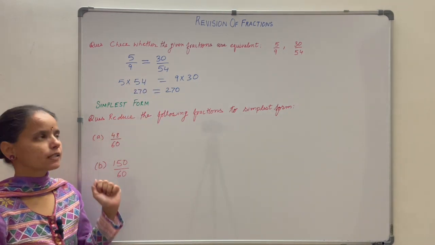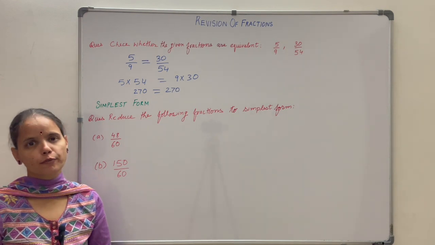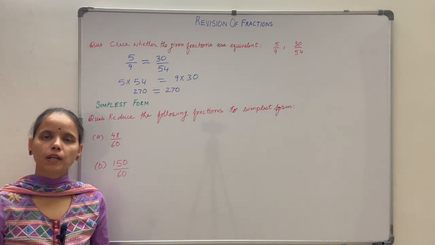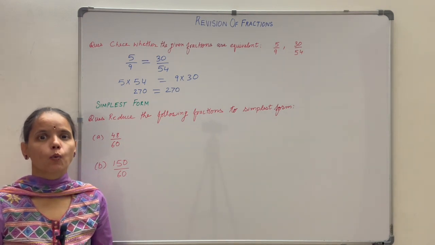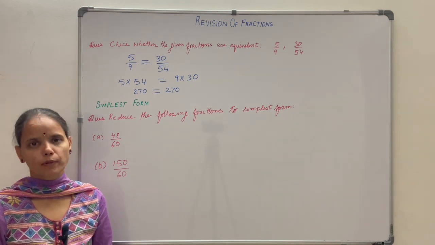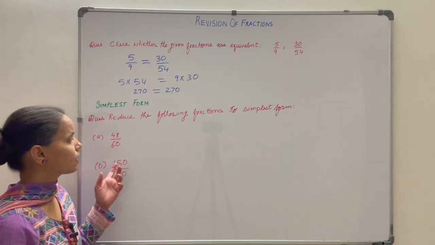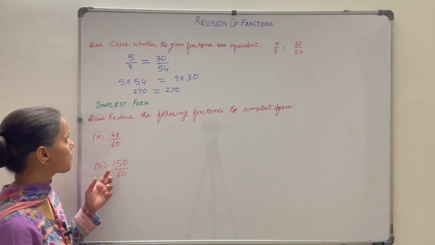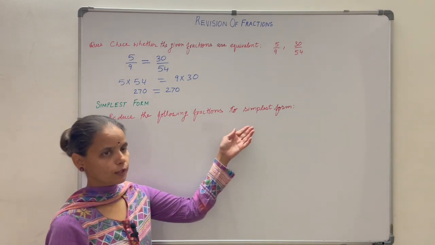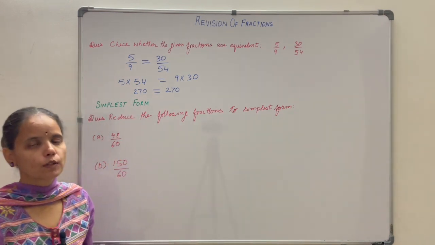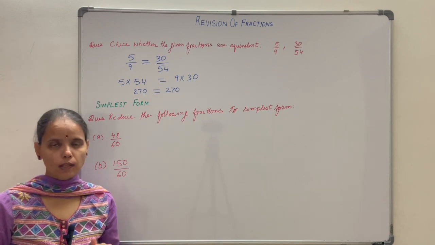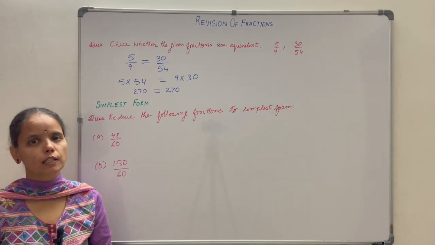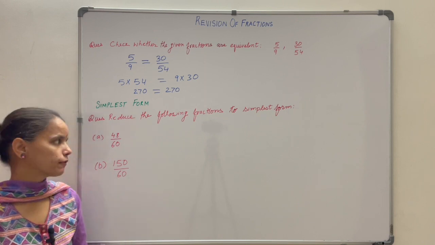Next, simplest form. Simplest form of a fraction means both numerator and denominator have 1 as the common factor. So let us understand this with the help of one example. Reduce the following fraction to simplest form. To calculate the simplest form in one step, you can divide both numerator and denominator by the highest common factor.